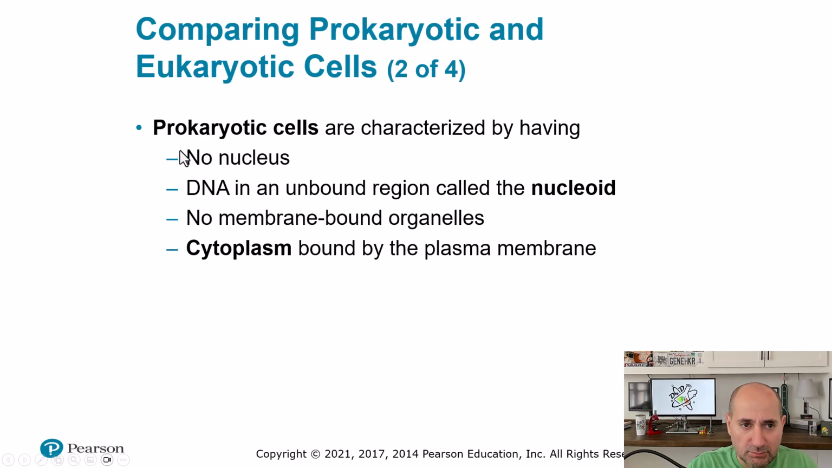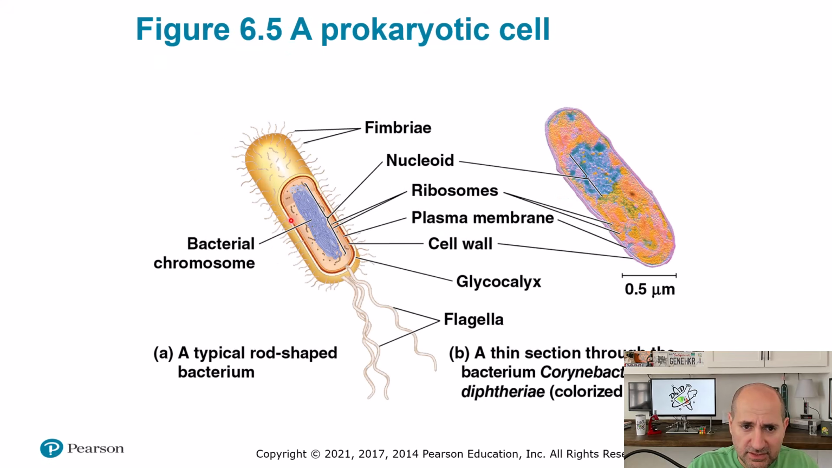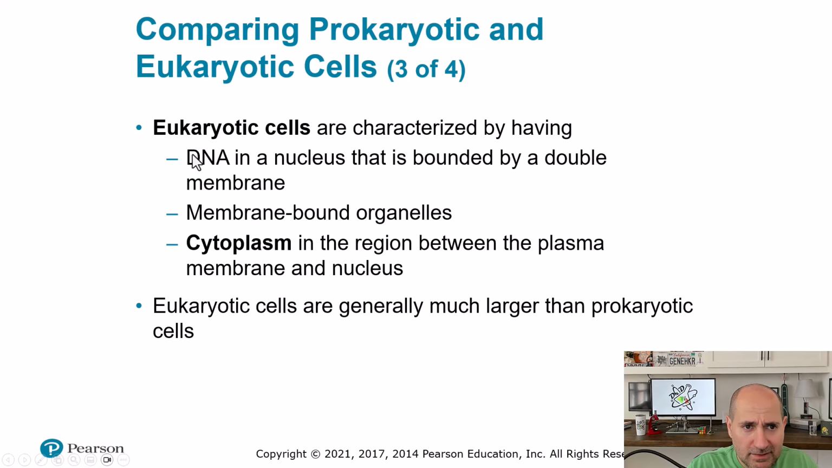You should know that prokaryotic cells do not have a nucleus or membrane-bound organelles, but they do possess a nucleoid. They have cytoplasm, nucleoid, ribosomes, and plasma membrane. You should know that eukaryotic cells have membrane-bound organelles, including the main one, the nucleus, which is enclosed by the double membrane of the nuclear envelope.